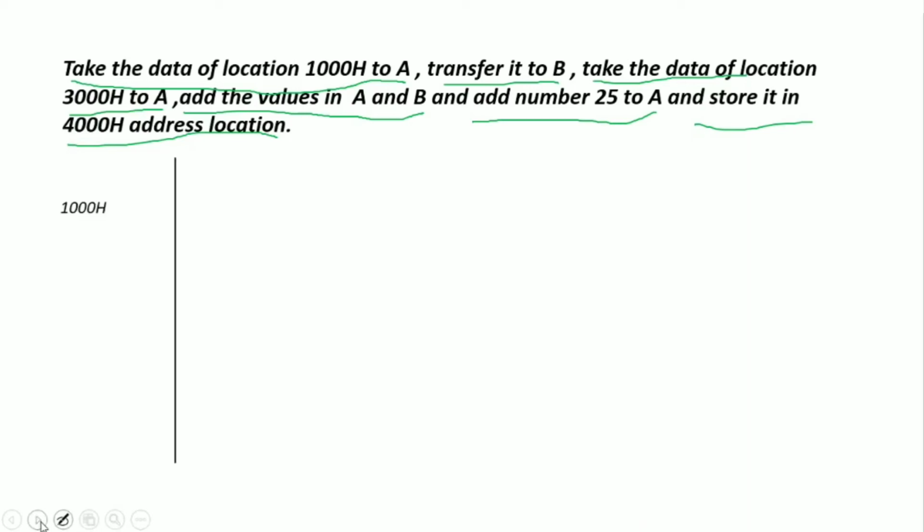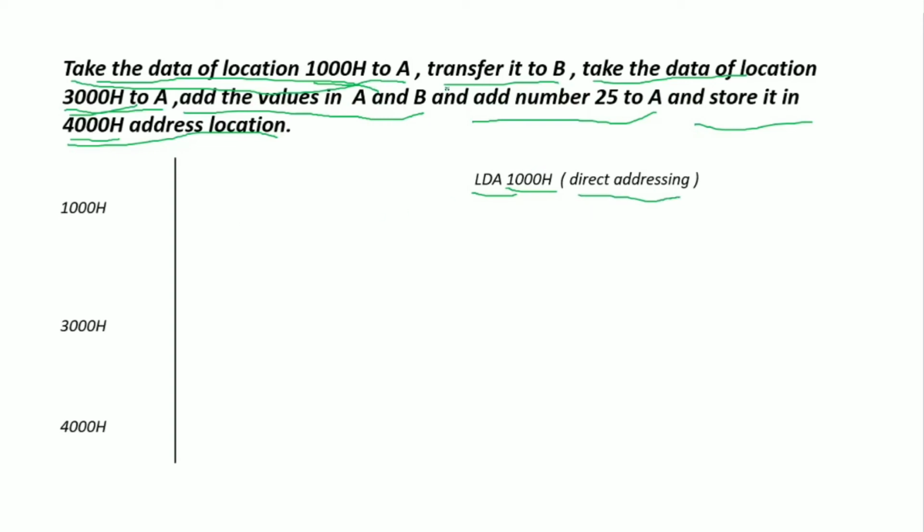So first of all, I am just writing the locations which are given here. So these are the three locations which are given: 1000H, 3000H and 4000H. So the first thing which we have to do is take the data of location 1000H to A. So we are just loading the data which is present at location 1000H into A. So this is direct addressing mode.